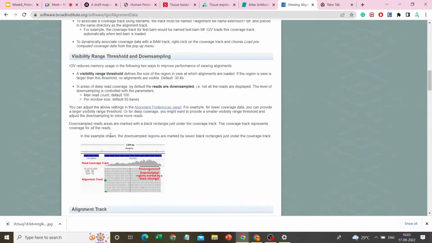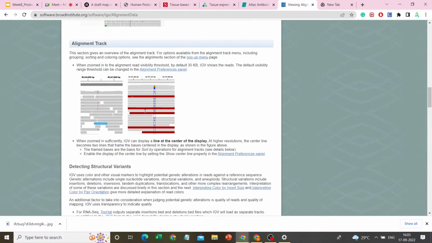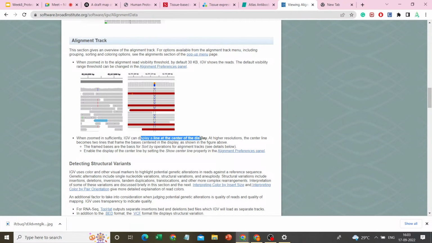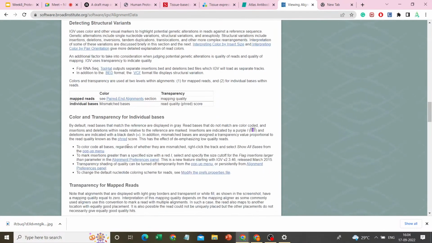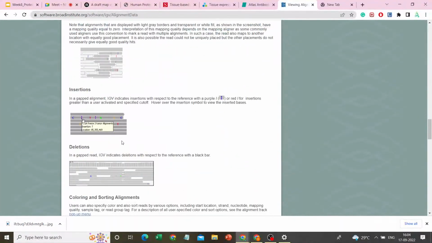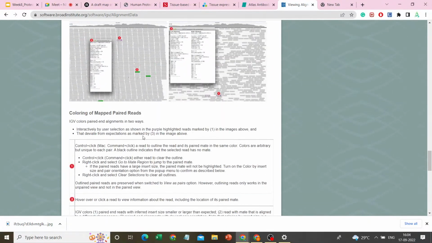Another thing, if you remember, is that you can get the gray colors and the white color depending on the mapping quality. If the mapping quality is in a particular range, then you will get a much deeper or darker gray color, or vice versa. So this is for the IGB, and also a line at the center of the display. In the alignment track, the center line becomes two lines, detecting structural variants, mapped reads, color and transparency for mapped reads, insertions, deletions, coloring and sorting, view as pairs, coloring of mapped pair reads.